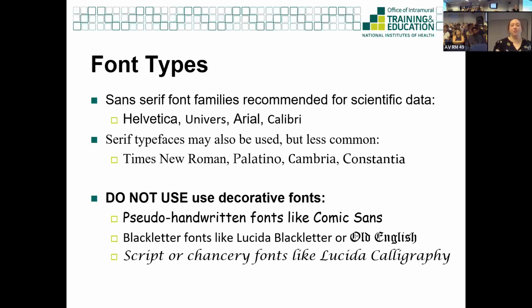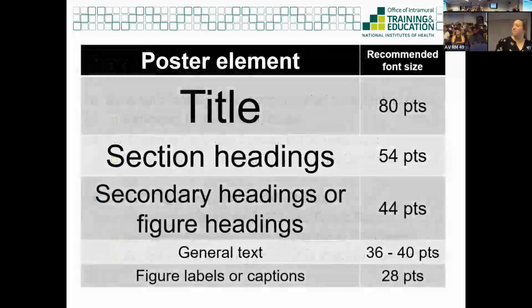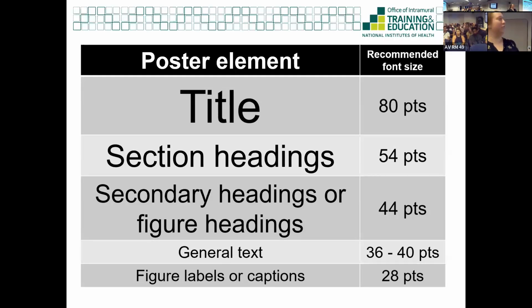If you have to draw people's attention with the font, that should not be the most important thing that you're presenting to them. So here's what these different sizes of fonts look like. It's going to look absolutely massive on a PowerPoint because this is not a physical poster, but these are the sizes of fonts that we recommend for your poster. The title should be about 80 point font. Section headings 54. If you have smaller secondary headings or certain figure legends, put those in 44. General text 36 to 40, figure labels and captions in 28.